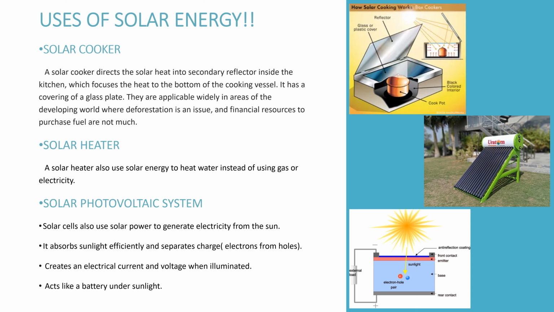The next is solar heater. A solar heater also uses solar energy to heat water instead of using gas or electricity. Solar photovoltaic system. Solar cells use solar power to generate electricity from the sun. It absorbs sunlight efficiently and separates charge, that is electrons from holes, creates an electrical current and voltage when illuminated, acts like a battery under sunlight.